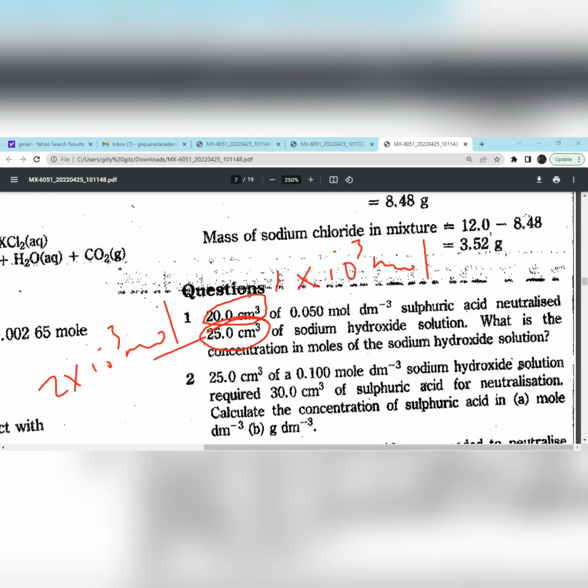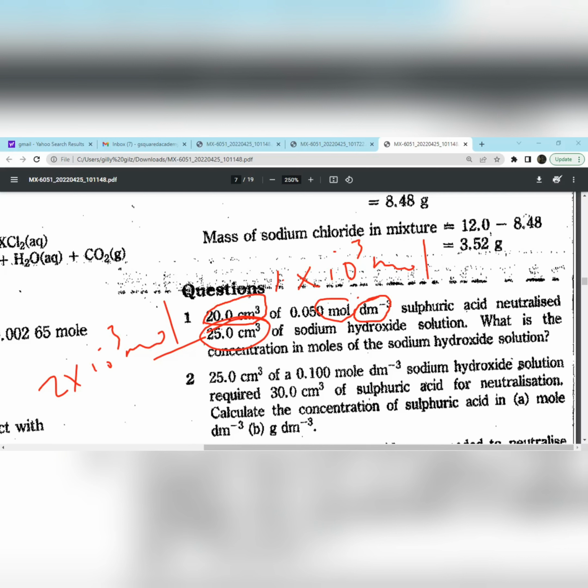As you see here, we have moles per dm cube. 1 dm cube is the same thing as 1,000 centimeters cube. It's the same thing as 1 liter, and it's the same thing as 1,000 milliliters. So concentration is per 1,000 centimeters cube, or per liter, or per dm cube. All right, so what do we now do?